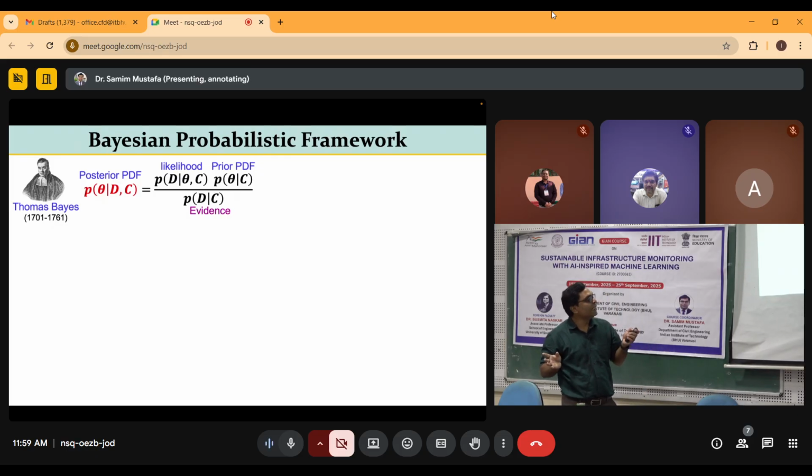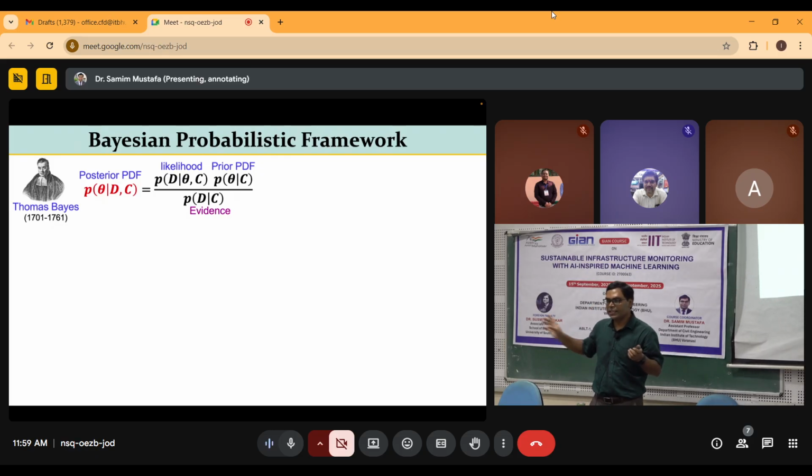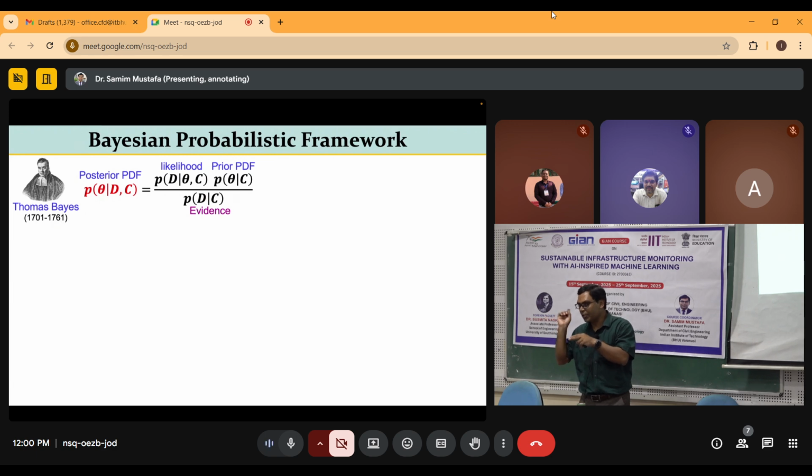So you want to update that based on the measurement from the real structure, isn't it? So D is the observed data. In this case, what is the observed data? It could be acceleration, or it could be modal parameter identified from the acceleration. If you want to update your stiffness parameter, mass parameter based on the modal parameter, that is also okay. So D becomes modal parameter, theta becomes your uncertain parameter, stiffness or some other thing.